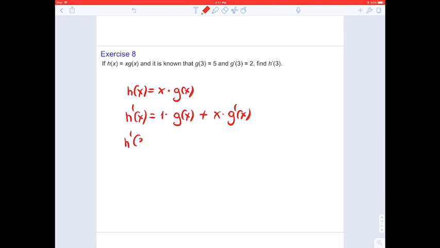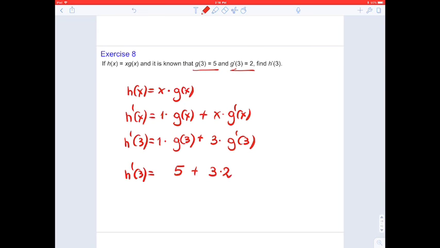And now let's substitute 3. 1 times g at 3 plus 3 times g prime at 3. 1 times g at 3 is just g at 3. G at 3 looks like it's 5, plus 3 times g prime at 3 is 2. 6 plus 5 is 11. That's the final answer. 5 plus 6, 11.